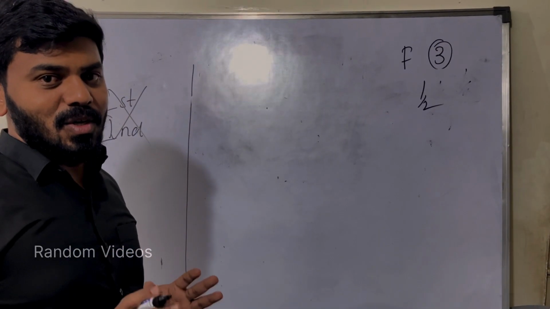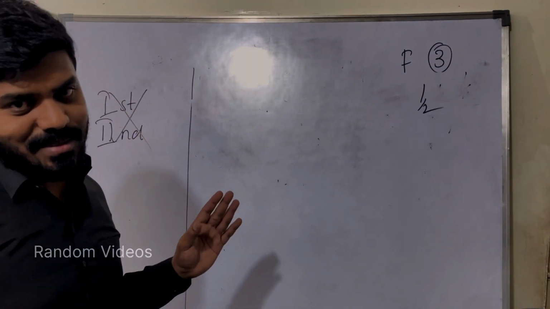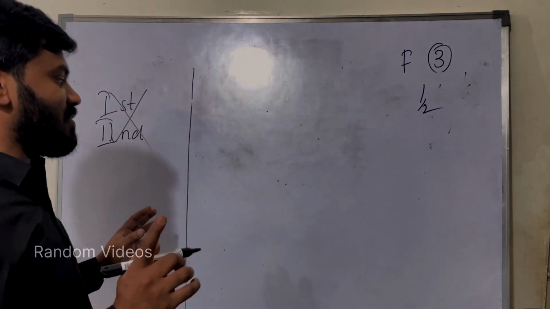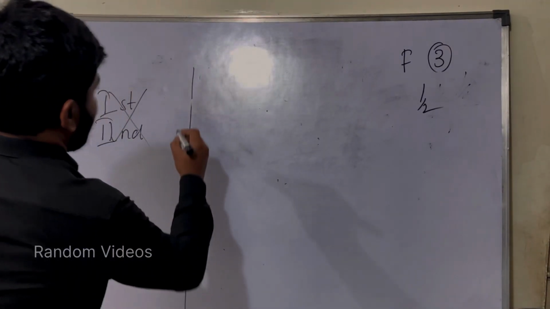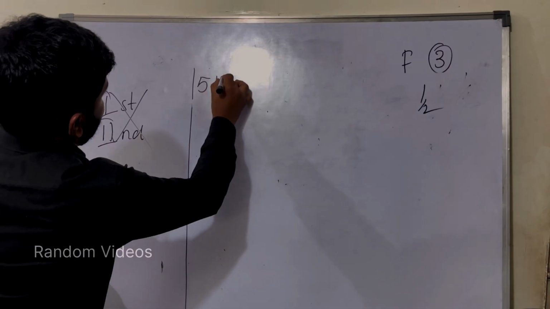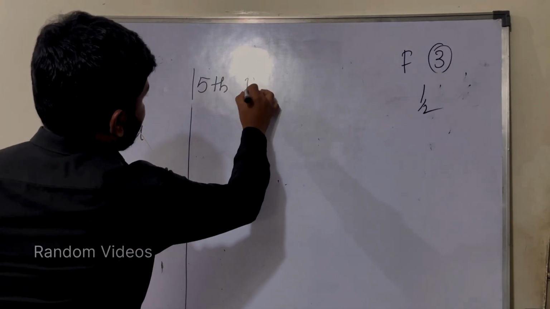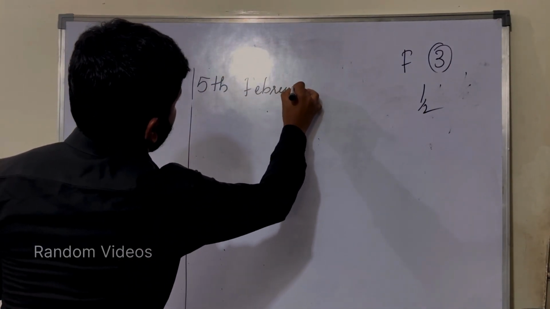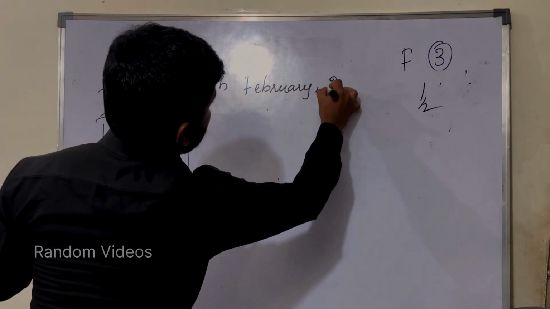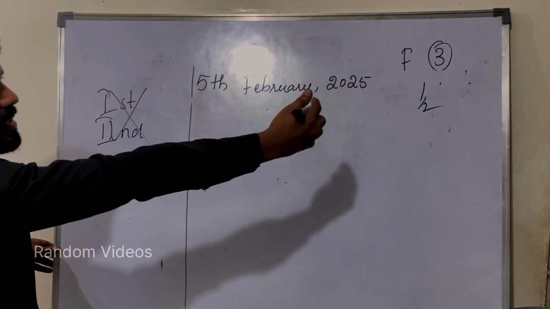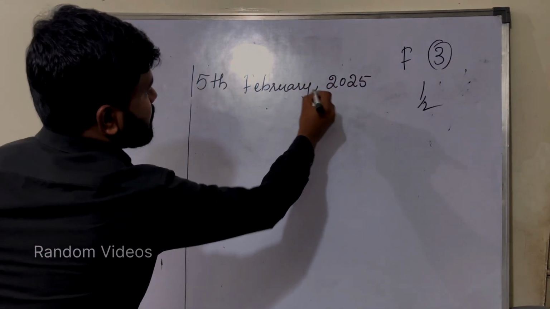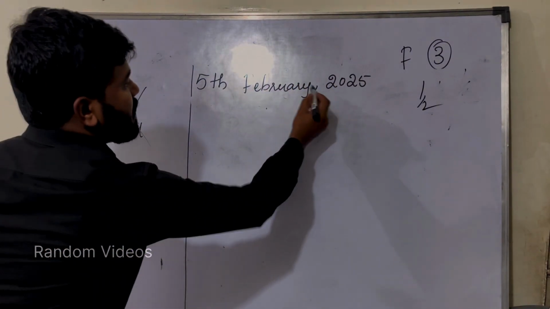You must know the spellings of the months. You must know the spelling of the month. So let's say today is 5th. 5th, TH on the line, February, comma, 2025. After that there is no punctuation. This comma is a must. Here a comma is placed.